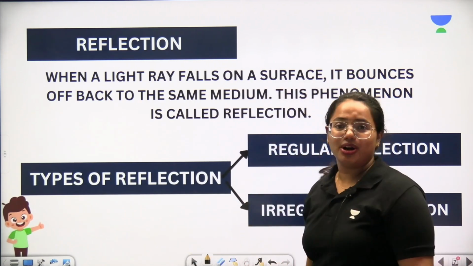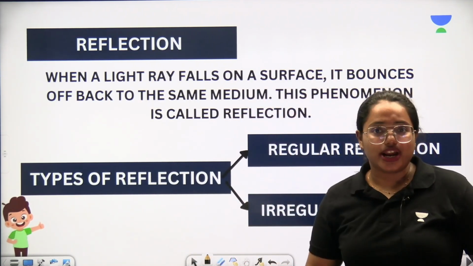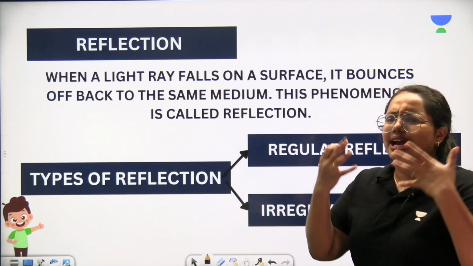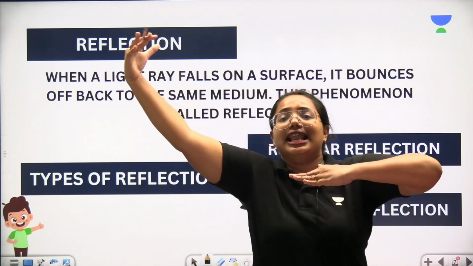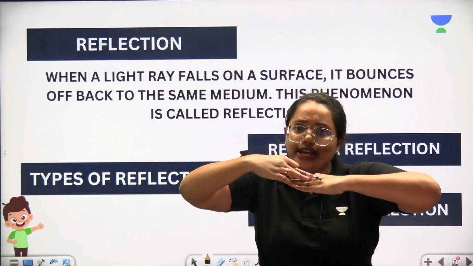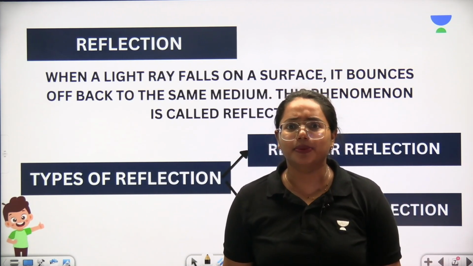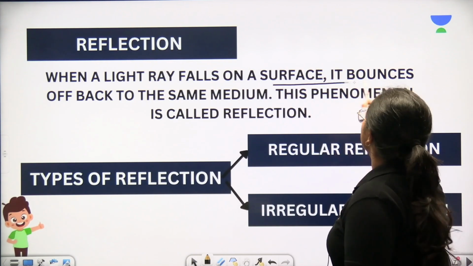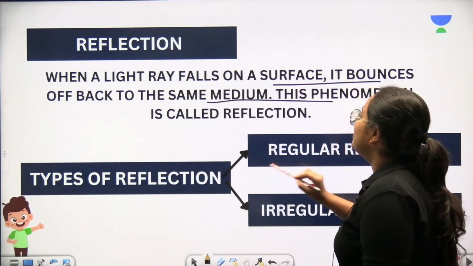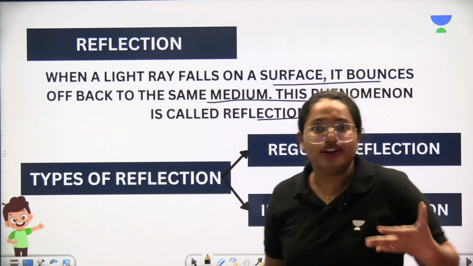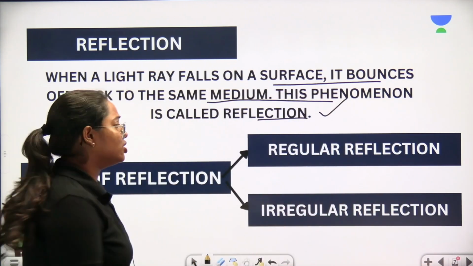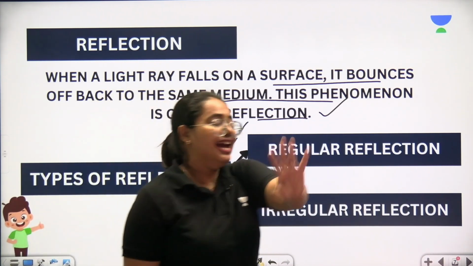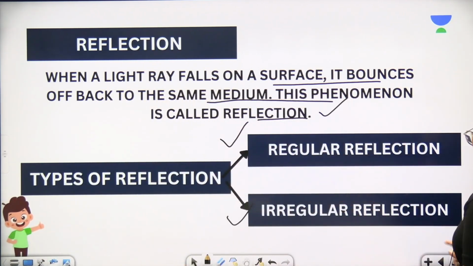So here we are going to talk about reflection. When a light ray falls on a surface, it can be a rough surface, a smooth surface, any type of surface, and once it strikes, it bounces off back to the same medium. That is called reflection. Very, very important. Take down the notes. The light ray falls on the surface, it bounces off back to the same medium, and therefore this is called reflection. When you talk about the types of reflection, we have mainly two types: regular reflection and irregular reflection. Don't worry, I will let you know how they are different from one another.